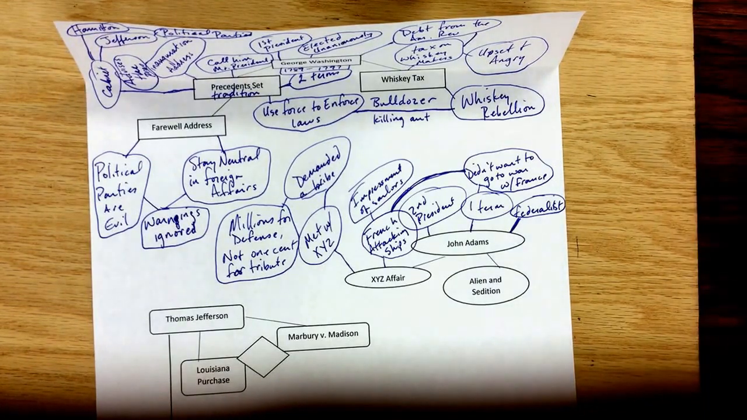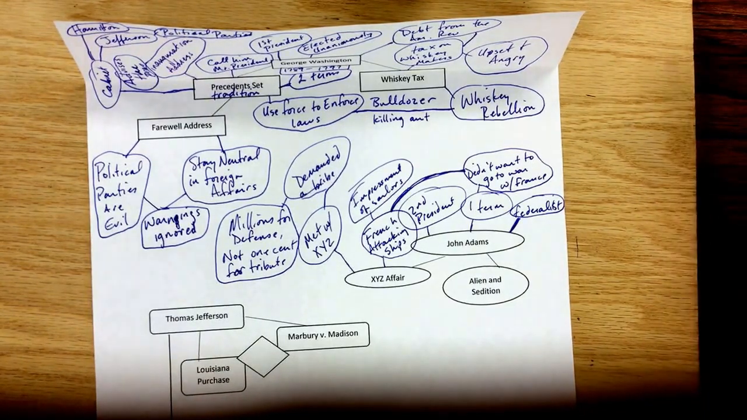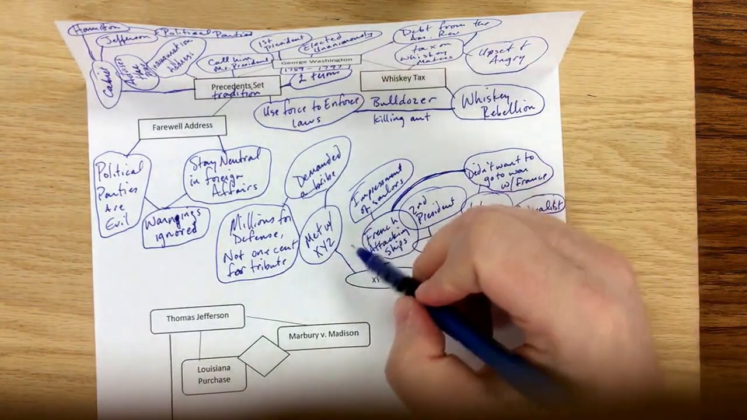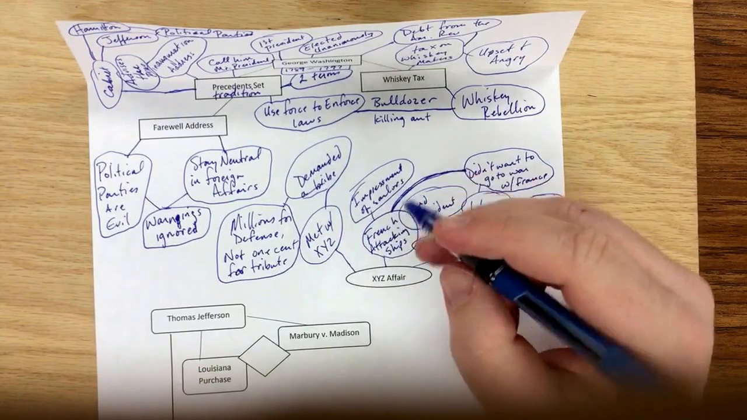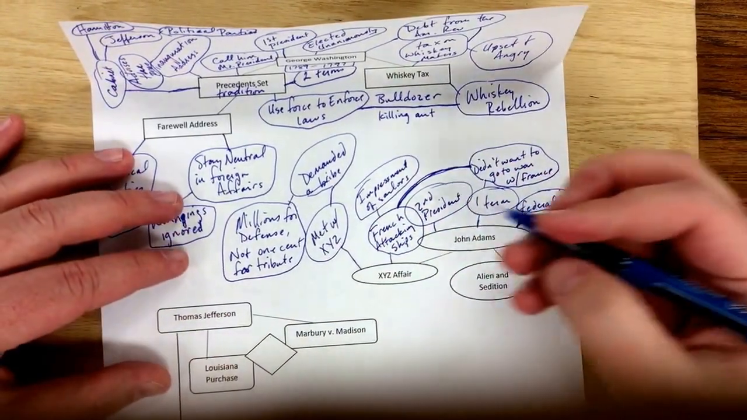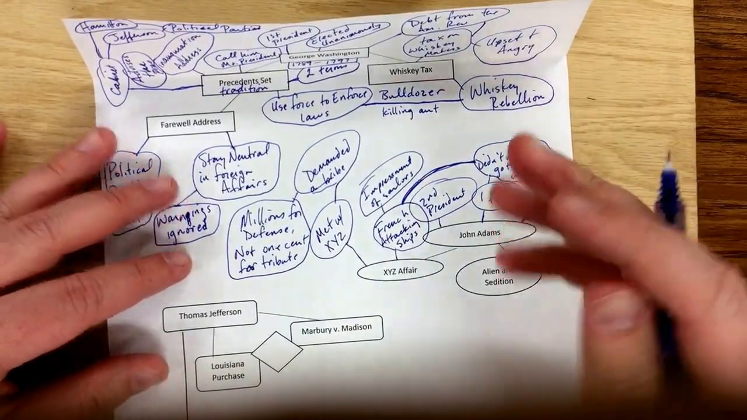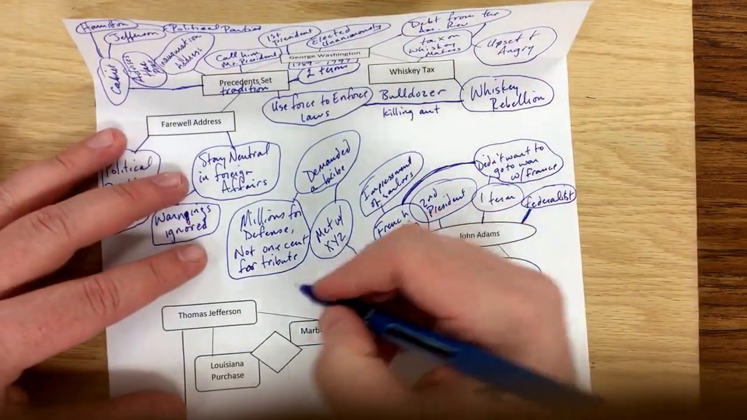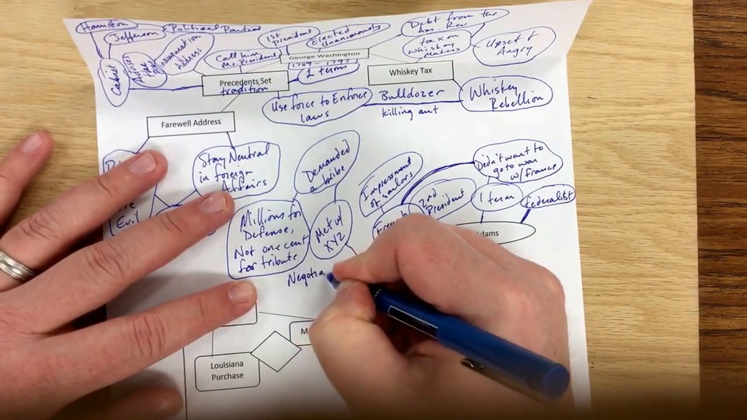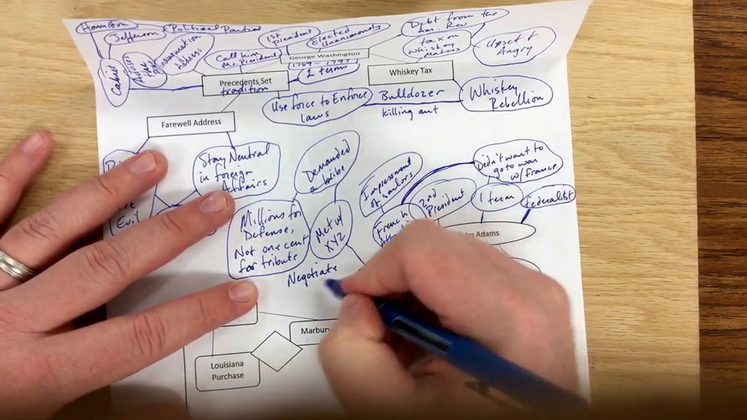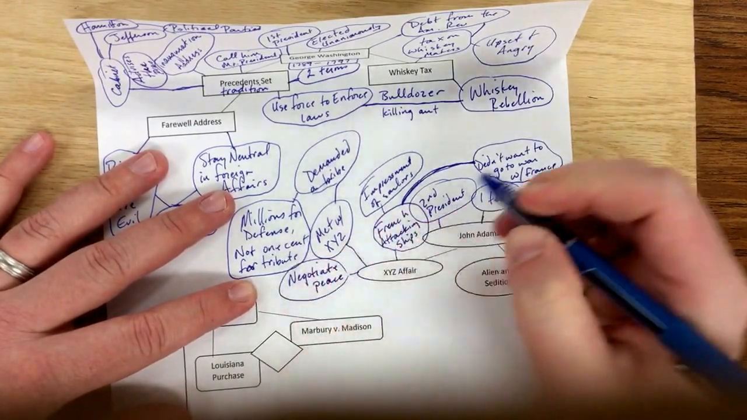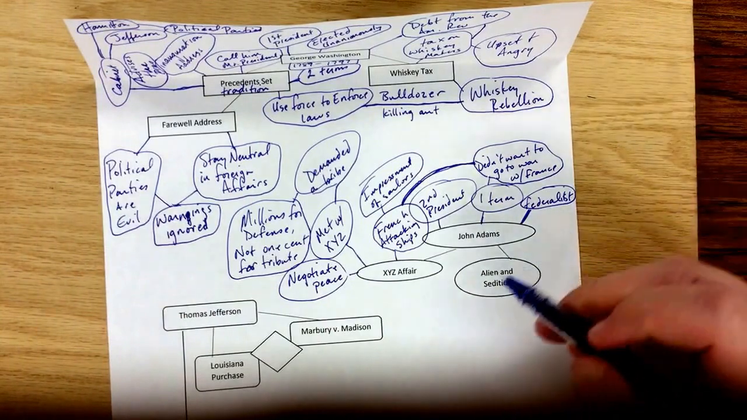And so the XYZ Affair was just that. It was a time where we wanted to negotiate, and we weren't allowed to, and then further negotiations led to a peaceful agreement. Okay, I'm going to put the word negotiate here. Negotiate peace between America and France. Okay, that's the XYZ Affair.